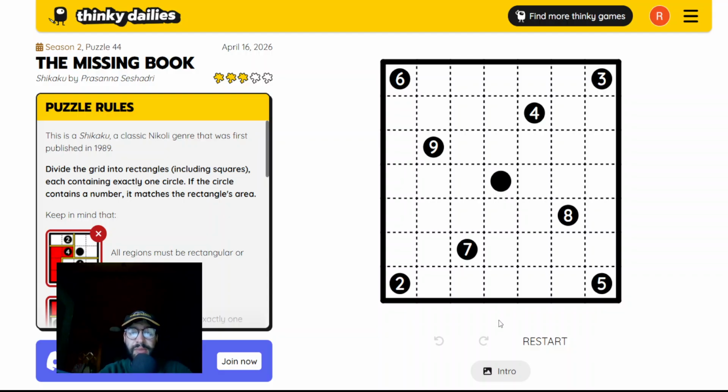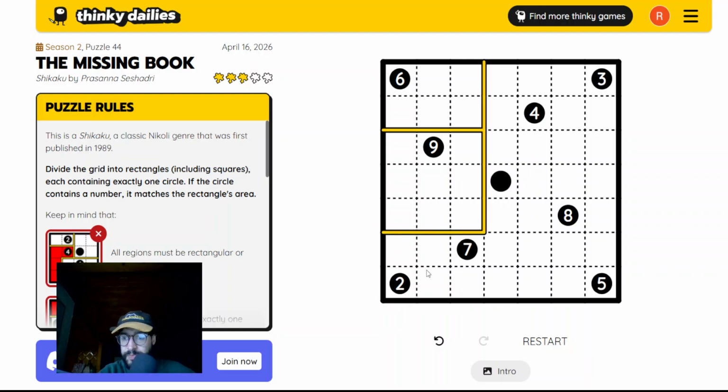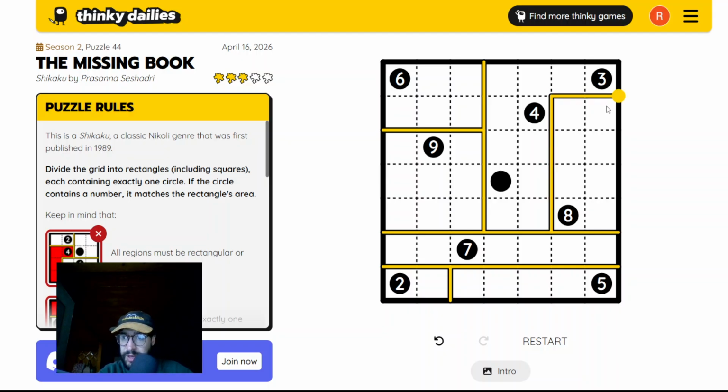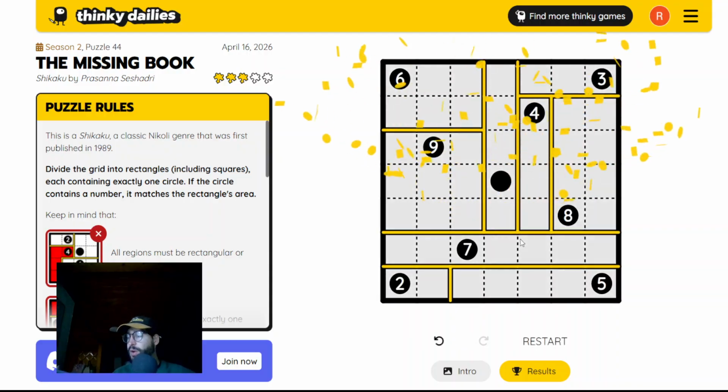If the circle contains a number, it matches the rectangle area. Okay, so we know that this 6 will have to make like a 2x3 like this. This 3 can... Oh no, it can... Well, this 9, it will have to do a 3x3. So we're gonna close here. This 2, this 7, and this 5. This looks like we're gonna have to do something like this. I could be wrong, though. This 8 will have to make a 2x4. So that's gonna be like this. And then we have this 3 here, and the 4, and the last one. Okay, that one was easy.